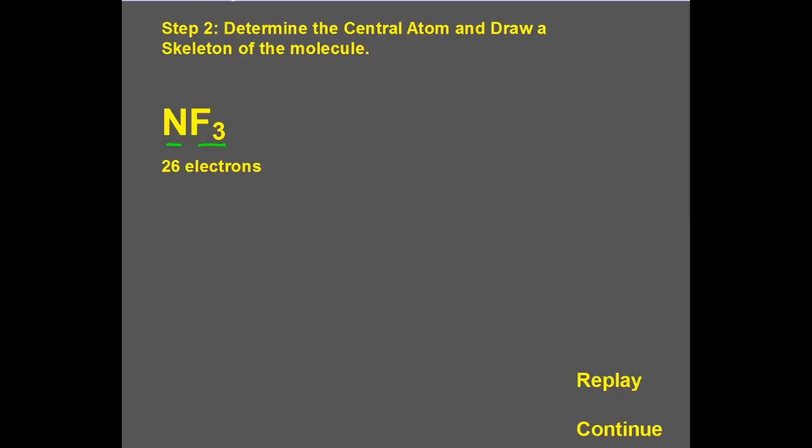So the second part of this is to draw a skeleton, and that simply means arrange our atoms. We put our nitrogen in a central location, and then surround it with our 3 fluorines. And that is simply all you need to do in this particular case. We create the central atom and surround it with our outside atoms. Once again, if you need to review this, just hit replay. If you're ready to go on to step 3, hit continue.